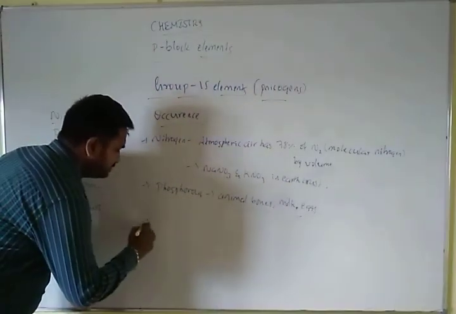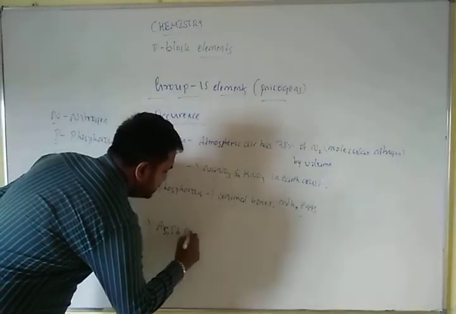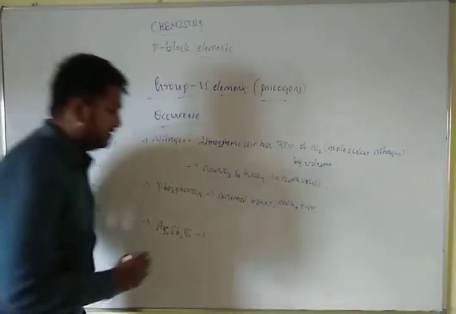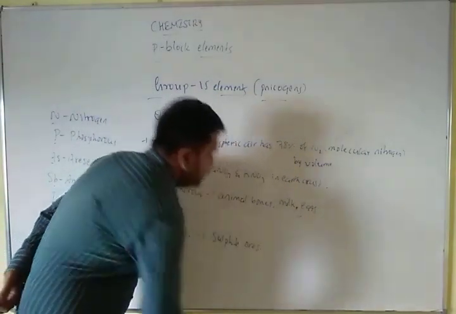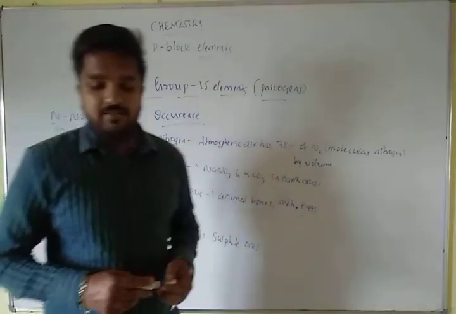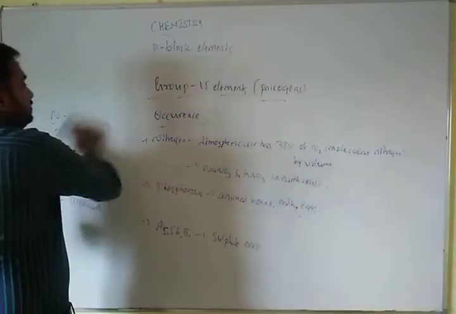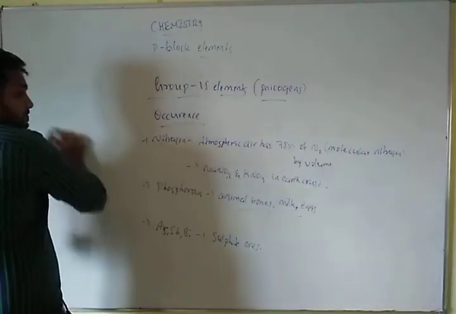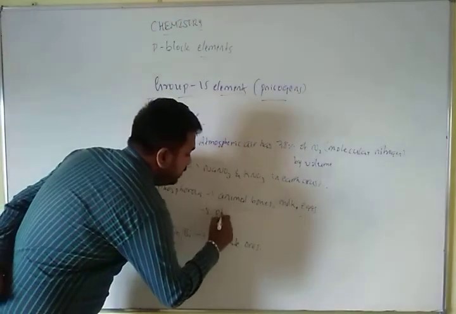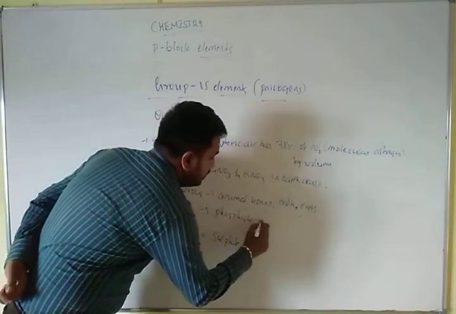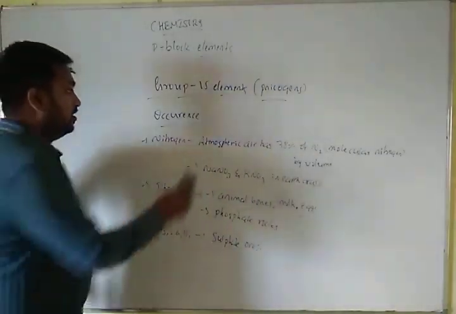And next we have arsenic, antimony and bismuth. These three are found in sulfide ores. So these are the occurrences of group 15 elements. And in the case of phosphorus, it is also found in phosphate rocks. Phosphate rocks also, clear?